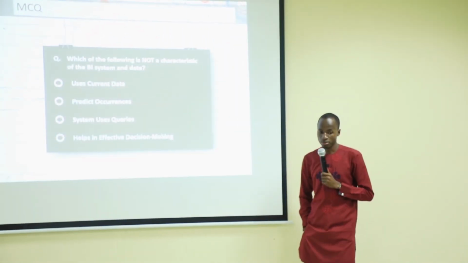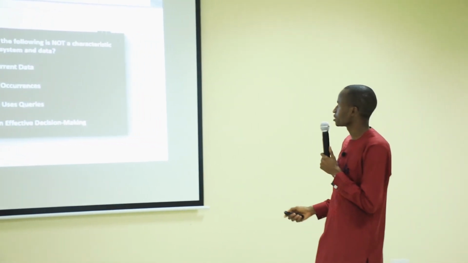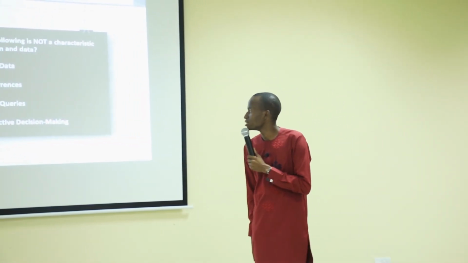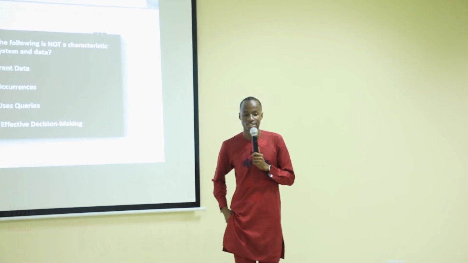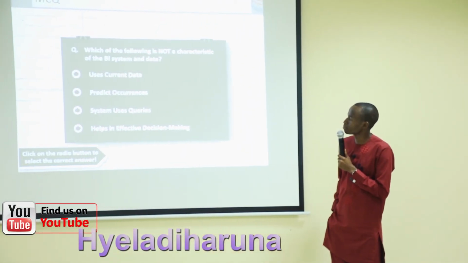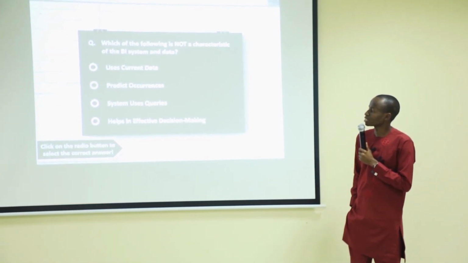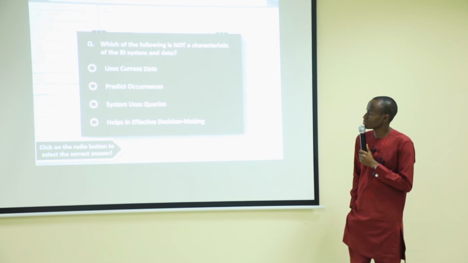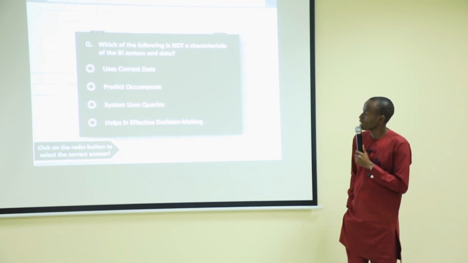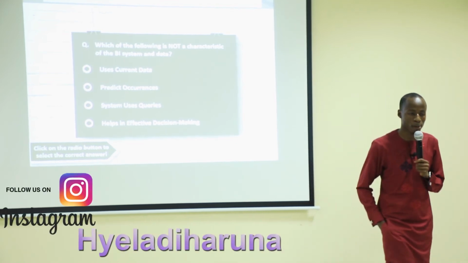Just a question here. Which of the following is not a characteristic of a BI system and data? Number one, uses current data. Number two, predicts occurrences. Number three, system uses queries. Number four, helps in effective decision making.